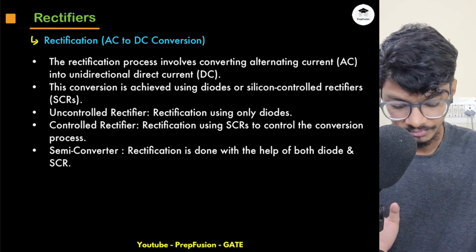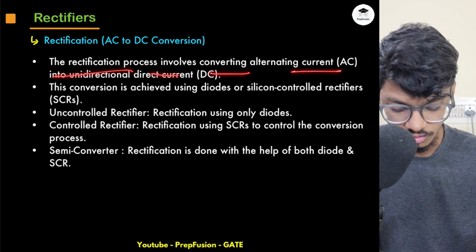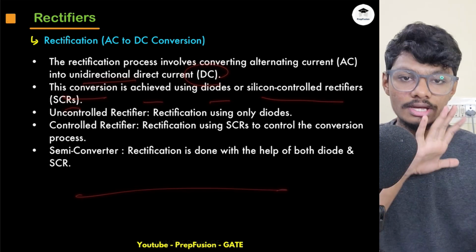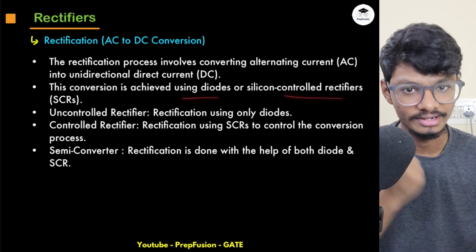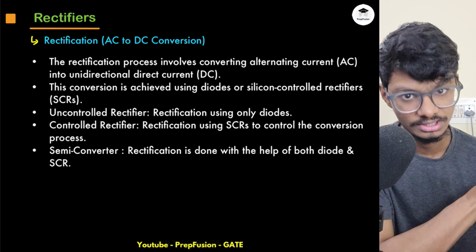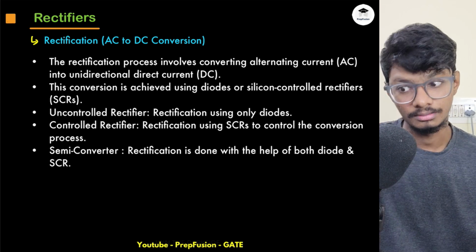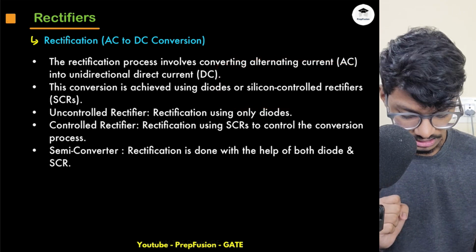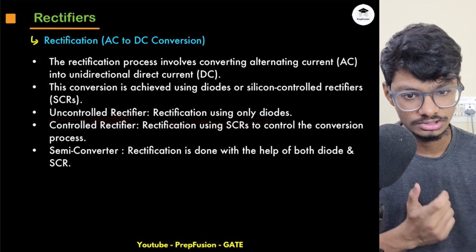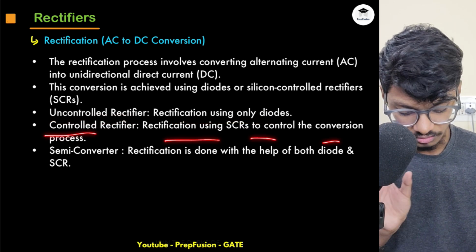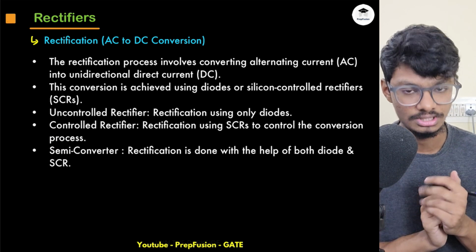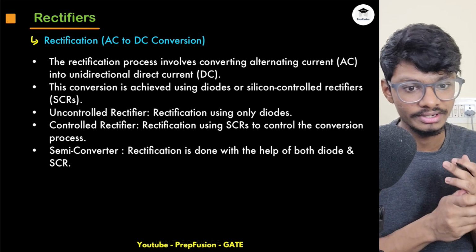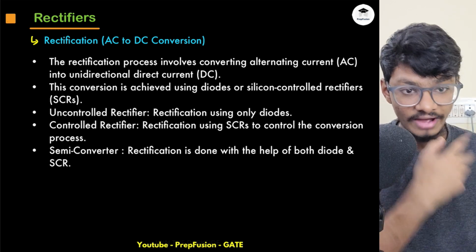Battery can get damaged. That's why the rectification process involves converting alternating current to unidirectional direct current. The conversion is achieved using diodes or silicon controlled rectifiers. So in rectifiers we mainly use diodes or silicon controlled rectifiers. I will explain why we use SCR and not any other switch like IGBT, MOSFETs, BJT, all those switches, why we don't use them and why we use specifically SCR. Uncontrolled rectifiers means rectification using only diodes, and controlled means rectification using SCRs to control the conversion process. Now what do uncontrolled and controlled mean? Uncontrolled means I don't have control over the output voltage that I will get. I don't have control over the value of the output voltage that I will get.